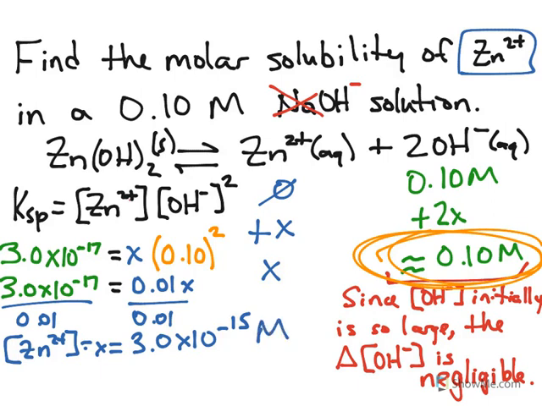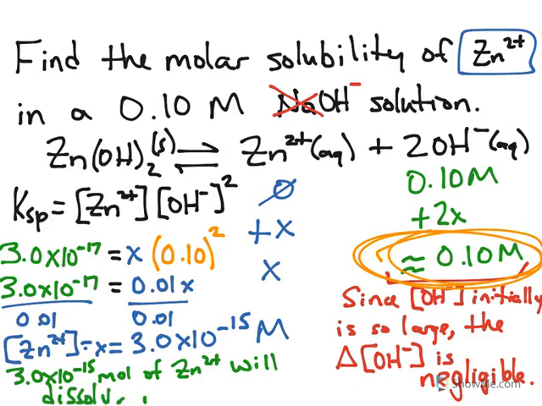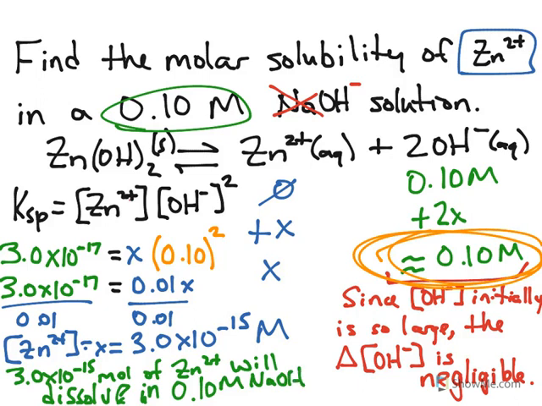That's molar. That means that 3.0 times 10 to the negative 15th moles of zinc 2+ will dissolve in, but it's not water this time. It's not 1 liter of water. It's 1 liter of this 0.1 molar OH solution.